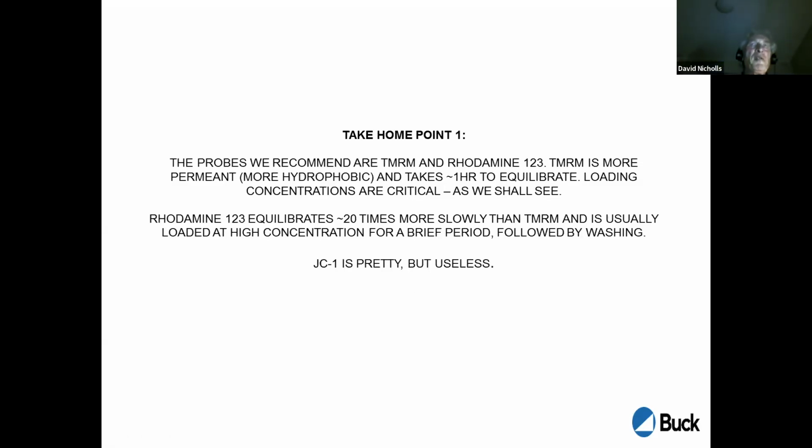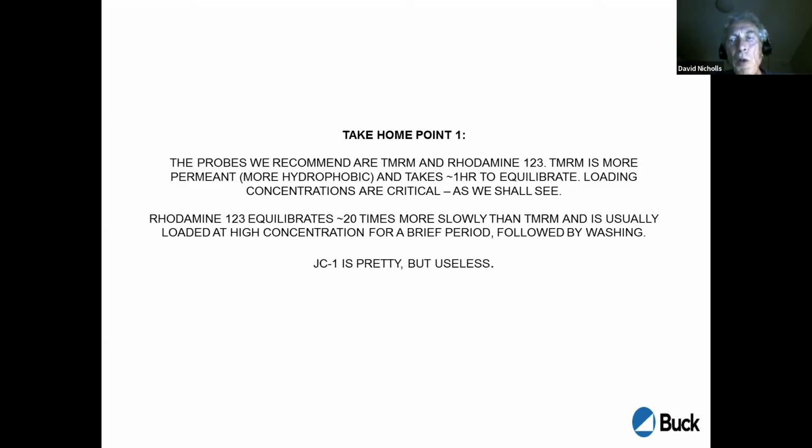No probes are perfect. Some of the least bad are TMRM and rhodamine 1,2,3. And TMRM takes about an hour to equilibrate across the cell membrane. And rhodamine 1,2,3, you normally load for a brief period at a very high concentration. I mean, we're talking in low nanomolar concentrations for TMRM, for example. So with rhodamine 1,2,3, we might use 1 micromolar for 20 minutes or something like that to push a certain amount in, and then we wash to get rid of it.